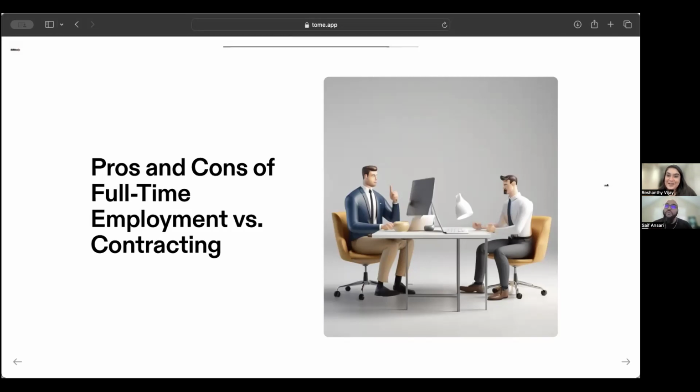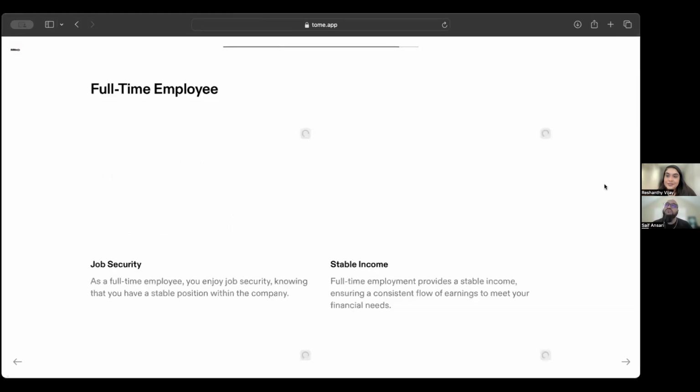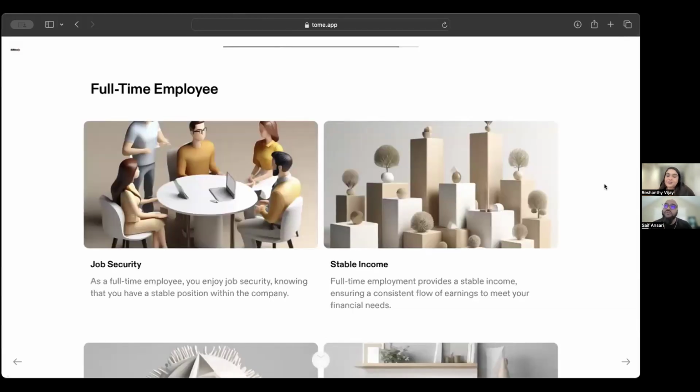Let's move on. We're going to end here with really quickly going over the pros and cons of full-time employment and consultancy. Now, we've been going over this a little bit. We've been touching on this throughout the presentation. Rashanti and I both started out as full-time employees. We are both consultants. I'm going to let Rashanti tell you her experience as a consultant, the pros and cons really quickly. So guys, as Seth said, I started off as a full-time employee, right?